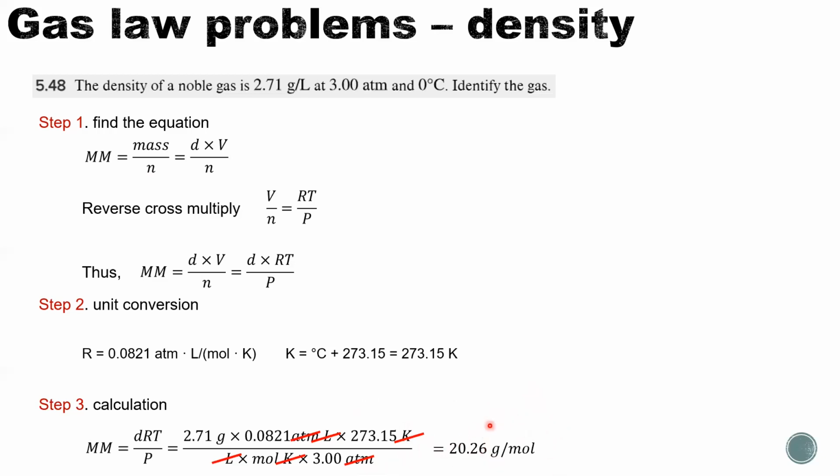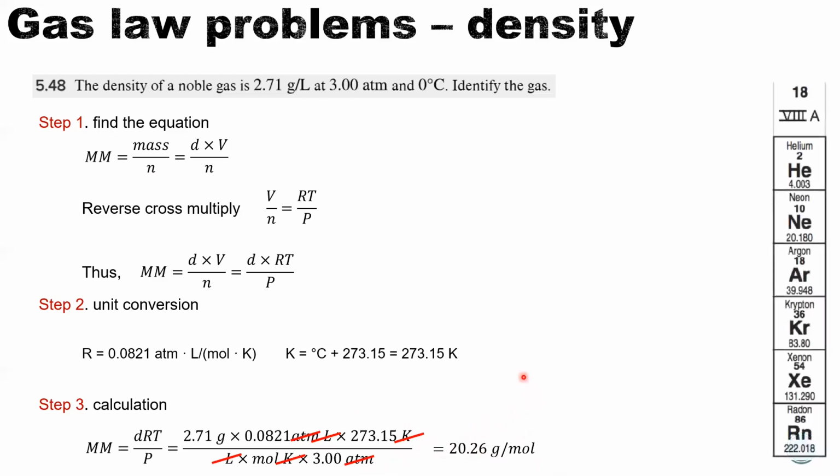When the molar mass is in gram per mole, we can use that to identify which noble gas it is. The molar mass of helium is 4 gram per mole. Neon is 20.1 gram per mole. Close enough, okay. Argon is almost 40, and then krypton is 84. So we have heavier and heavier gases at the bottom. So according to the molar mass, this noble gas is neon.